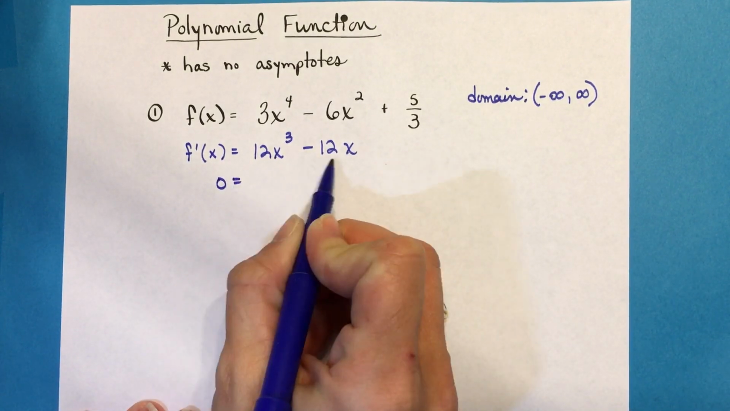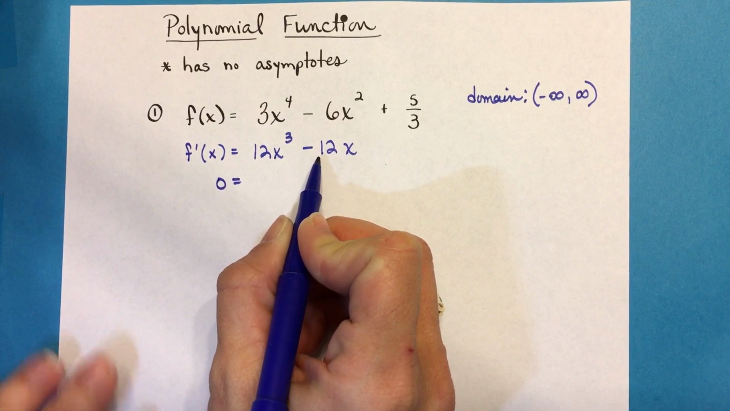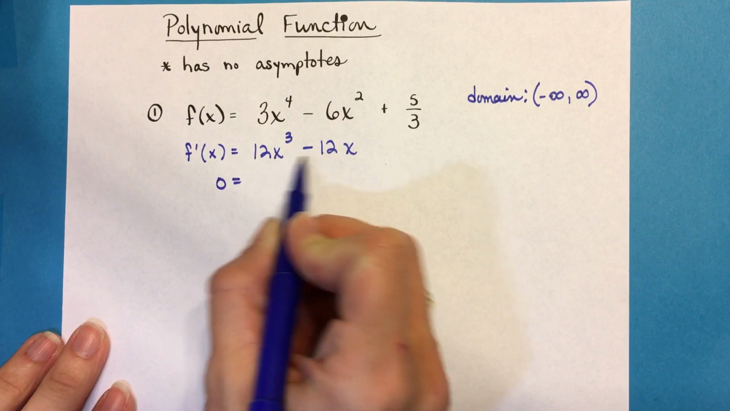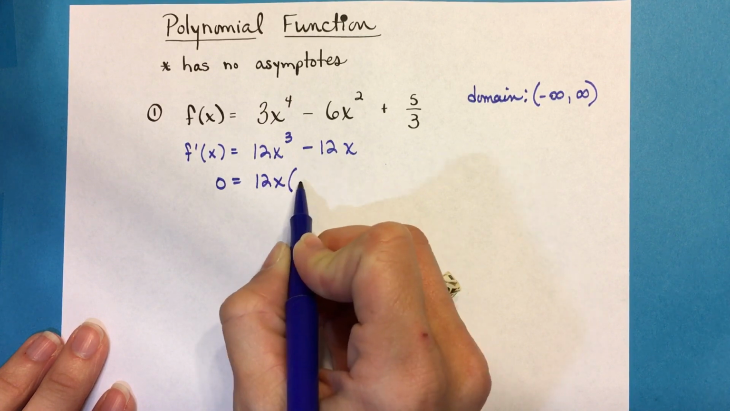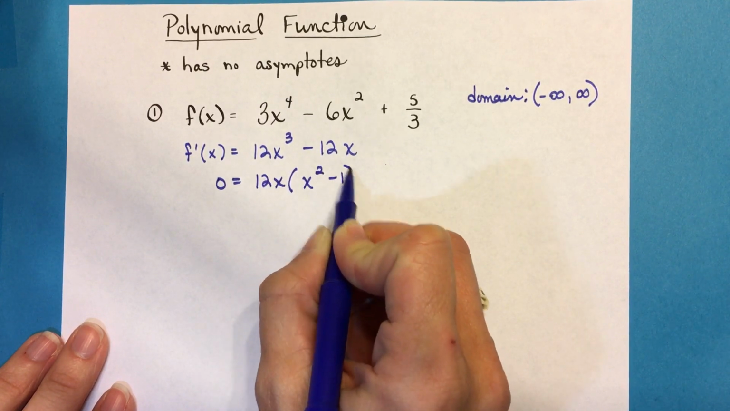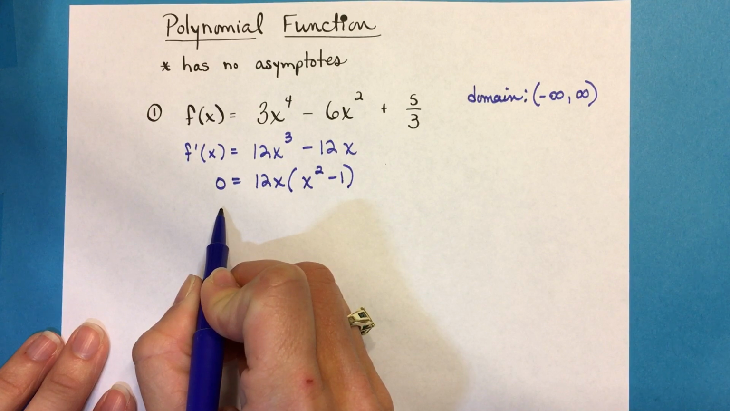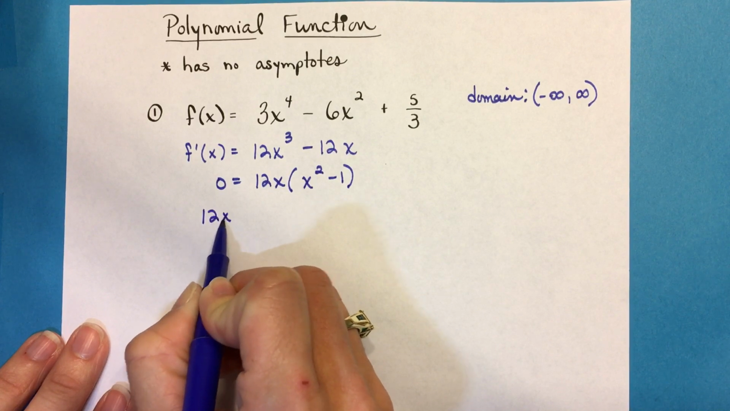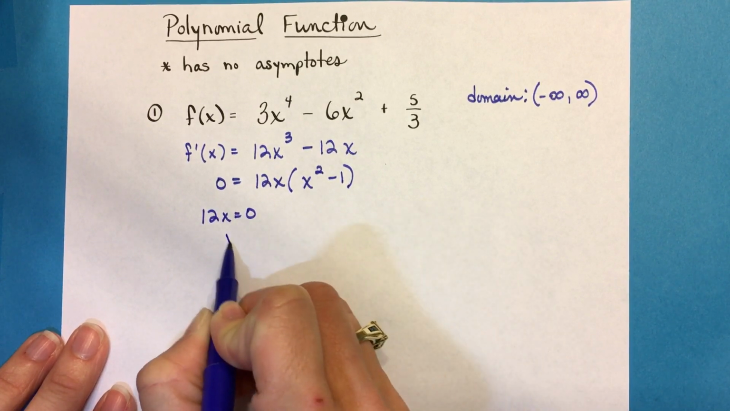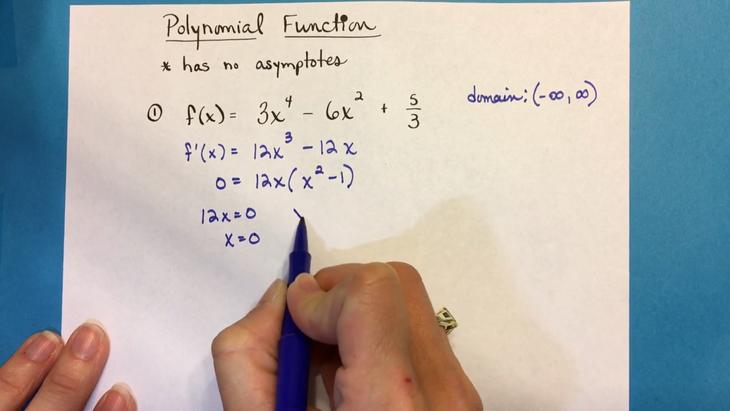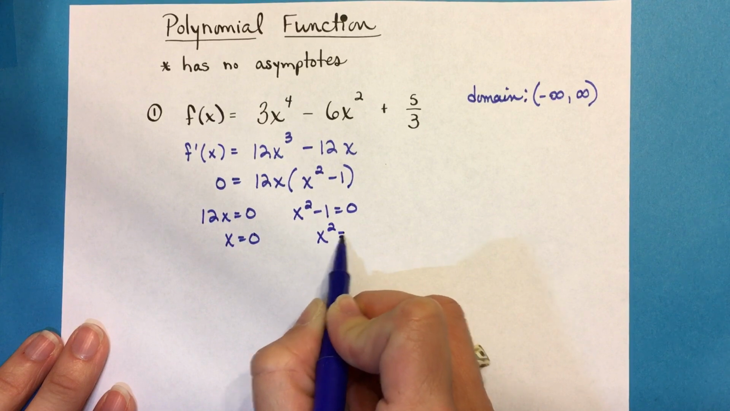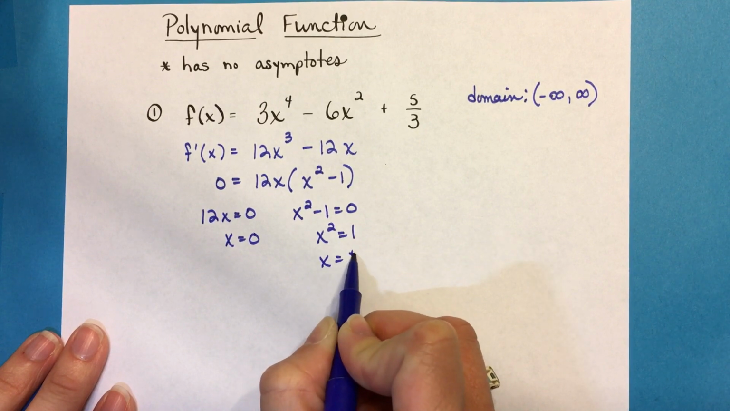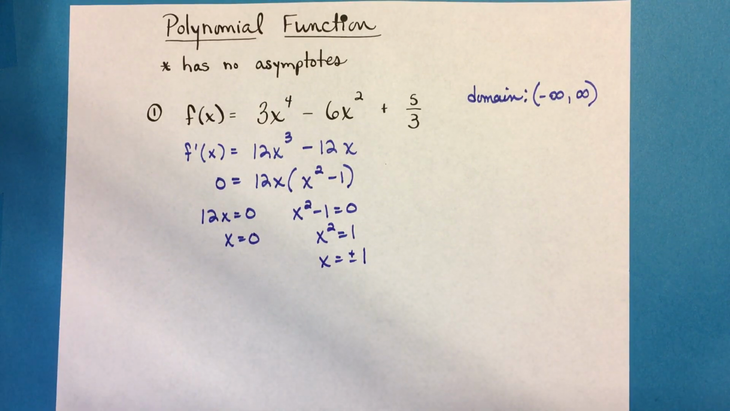All right, so if I set this equal to 0 to solve it, I can do so by factoring, and I have a common factor of 12x. So if I were to factor this from each term, I'm left with x squared minus 1. So therefore, I would have 12x equal to 0, which would give me x equals 0. And then x squared minus 1 equals 0. So that would give me x squared is equal to 1. So x is equal to plus or minus 1.